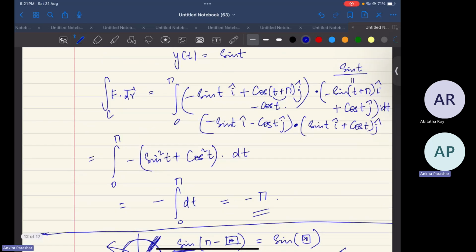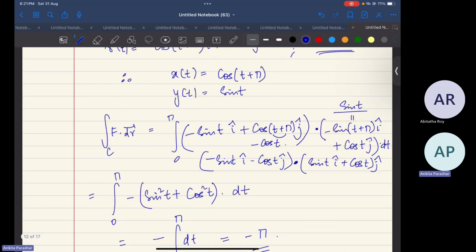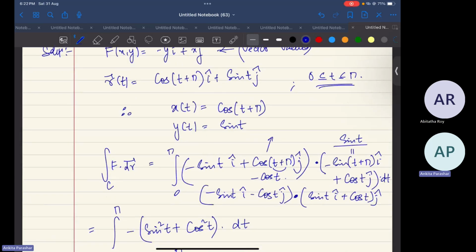Oh, you were doing it this way: cos A cos B minus sin A sin B, and cos A cos B plus sin A sin B. I was using that one. I mean, you can do either way.